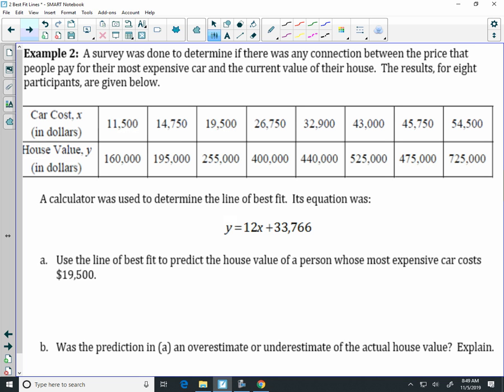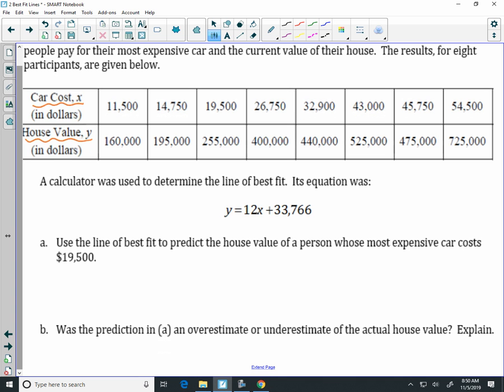All right, did we have one more question there? Or that was the last one. Cool. All right, a survey was done to determine if there was any connection between the price people pay for their expensive car and the current value of their house. So now we're talking about how much your car costs and how much your house costs, and whether those go together. All right? So a calculator was used to determine the line of best fit, and here's the equation.